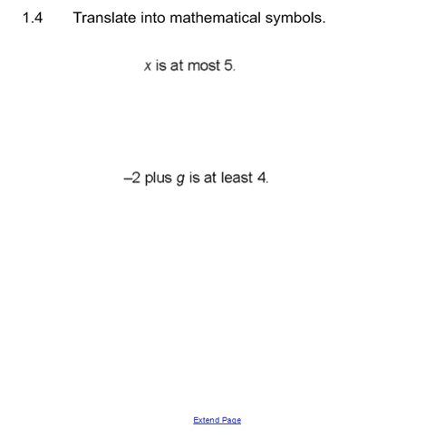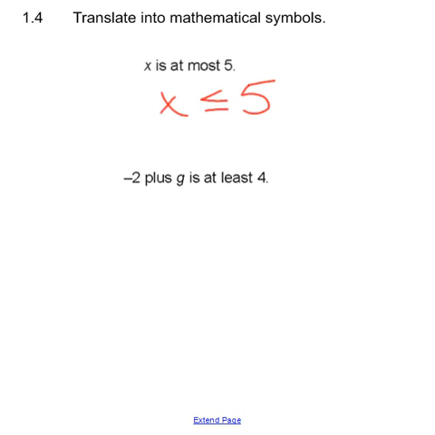Examples from section 1.4. First one says translate into mathematical symbols. And the first one on here says x is at most 5. So you got to think about what that means. It means x, the most x can be is 5. That means it can be 5. It can be things less than 5. So that means x is less than or equal to 5.